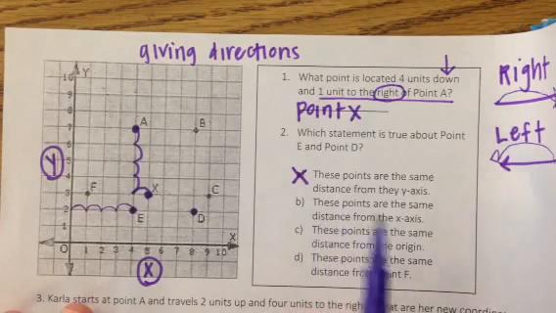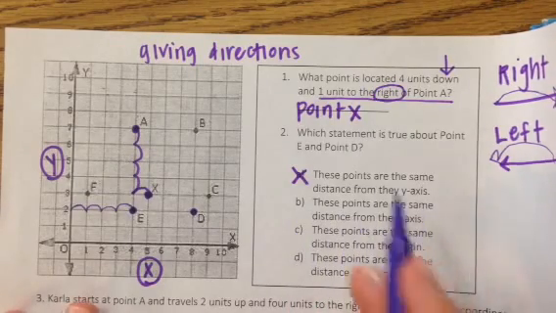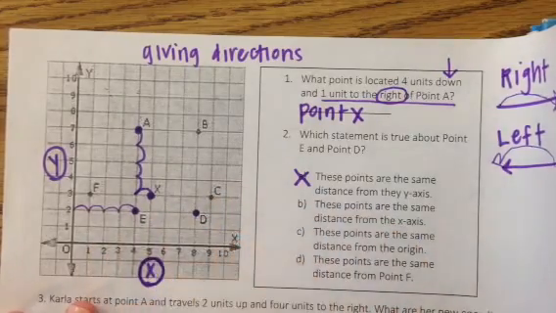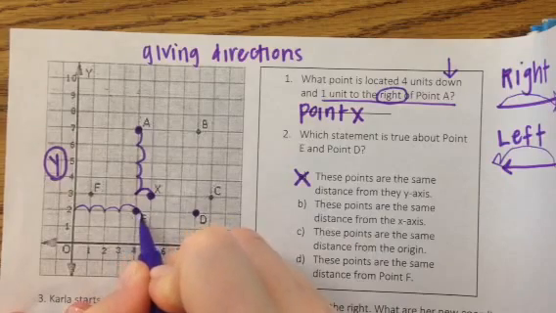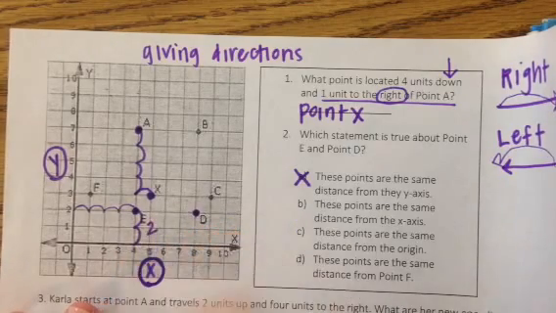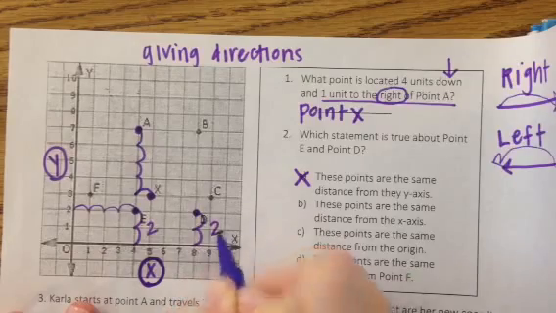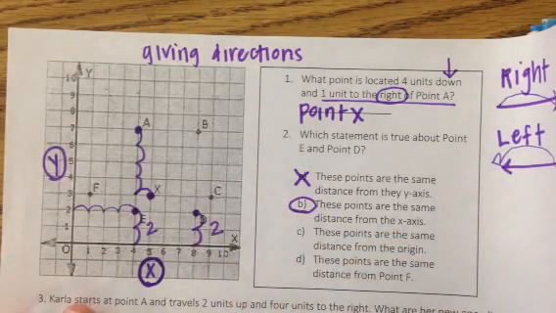Answer choice B says these points are the same distance from the x-axis. Well, let's look at point E again. Remember, the x-axis is the horizontal axis. And to get to the horizontal axis, it's 2 away. For D to get to the x-axis, it's also 2 away. So it actually looks like we got lucky. B is our correct answer.